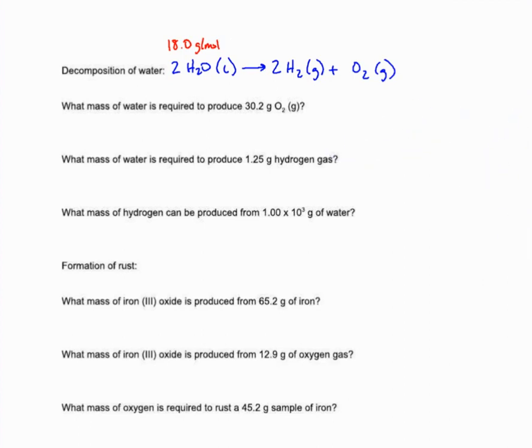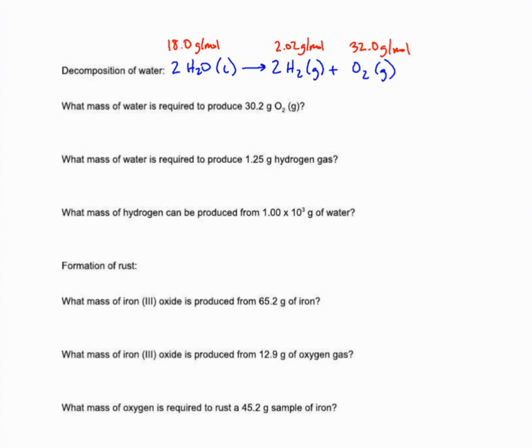Hydrogen atoms are 1.01 grams per mole. This is H2, so 2.02 grams per mole. Oxygen gas, 16 times 2, 32.0 grams per mole. I like to do these ahead of time so that when I'm setting up my calculations, I don't have to pause in the middle to figure out a molar mass. I like to just write everything down at once and then go to the calculator.